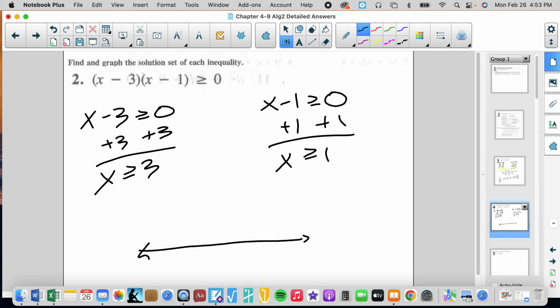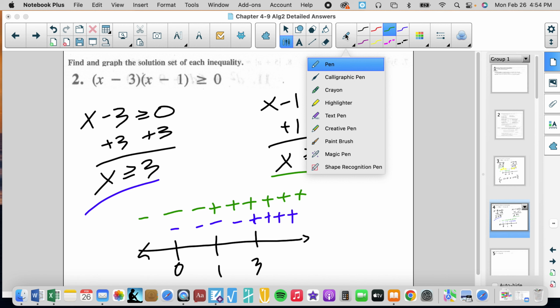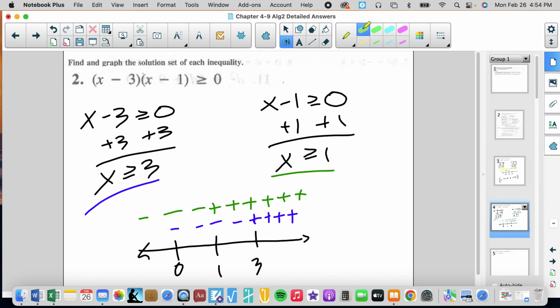Let's do our sign chart. We have 0, 1, and 3. So let's do this in blue. At 3, it's going to be positive. And that's the only difference. It's not 0 anymore. It's going to be equal to 0. And then to the left of that is going to be negative. We are positive to the right, and negative to the left. So, using my highlighter, when do we get negative, negative? Oh, that's going to be an open circle there.